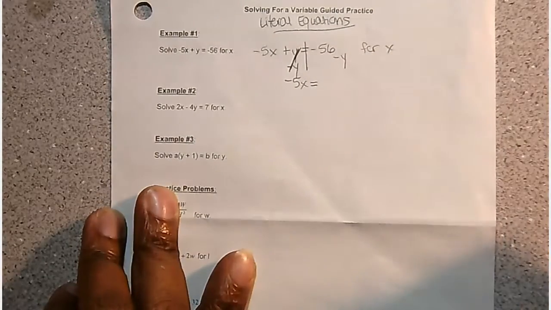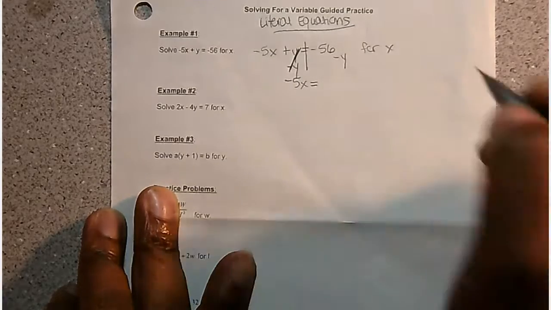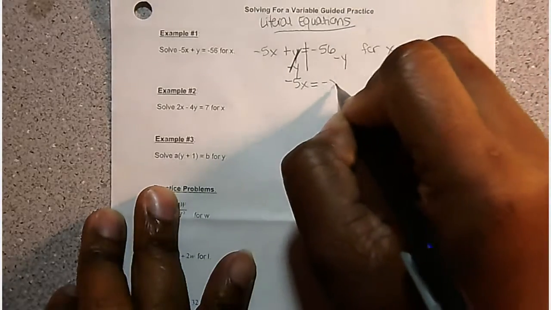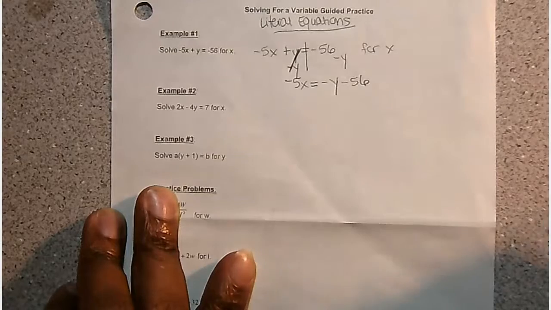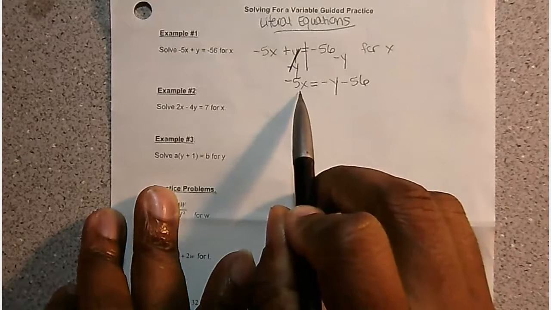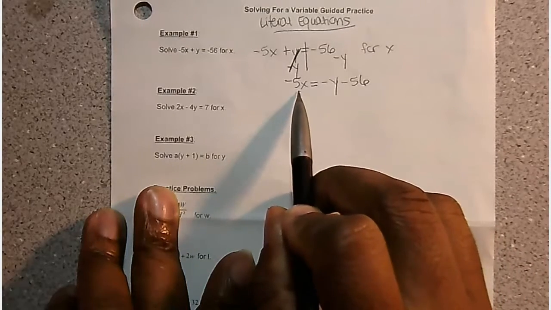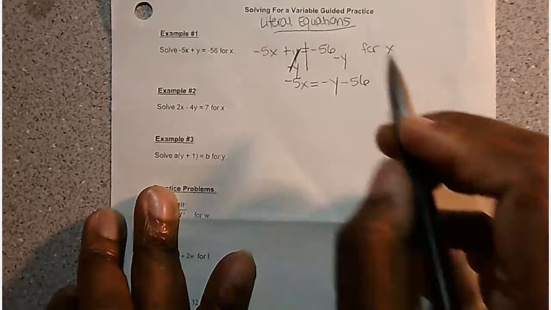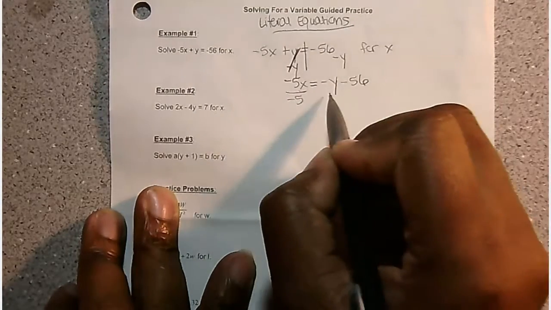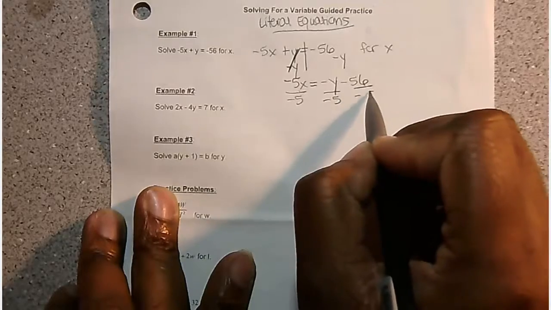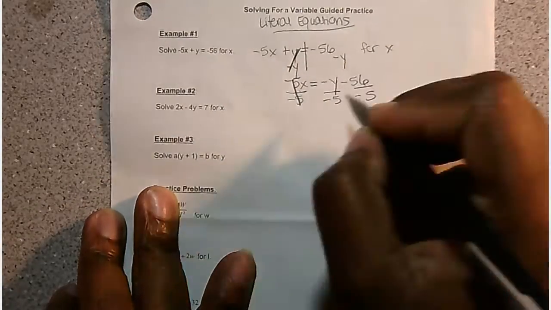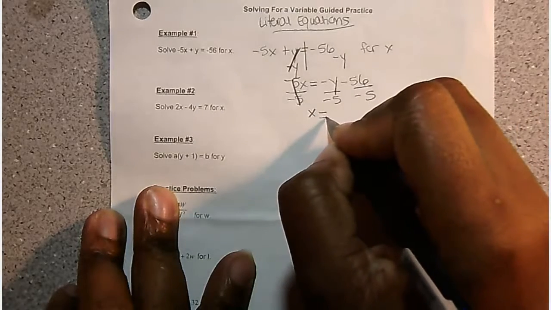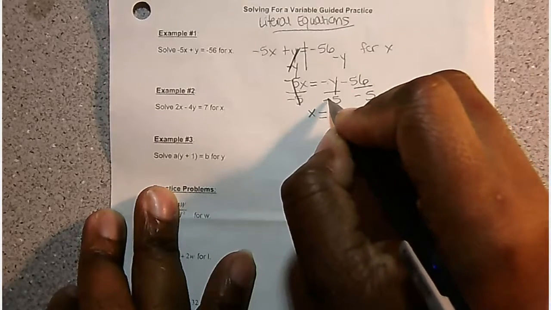I have negative 5x on the left side of the equal sign. And then I have negative y. Sorry, my pencil. I have negative y minus 56. At this point, I'm trying to get x by itself, and this negative 5 is multiplied to it. The opposite of multiplication is division. So I am dividing each of the terms by negative 5. Negative 5 divided by negative 5 is just 1. So x is equal to a negative, and a negative makes a positive.